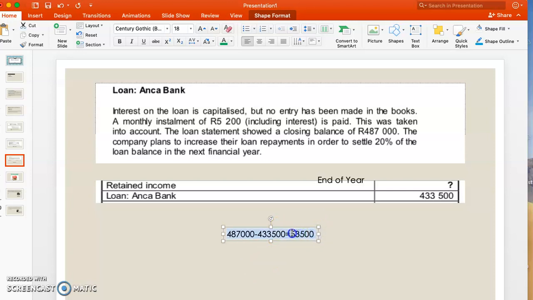Do not let all the other information confuse you. It's very, very easy. So don't get confused. The answer is 53,500. That is your interest expense in your income statement.